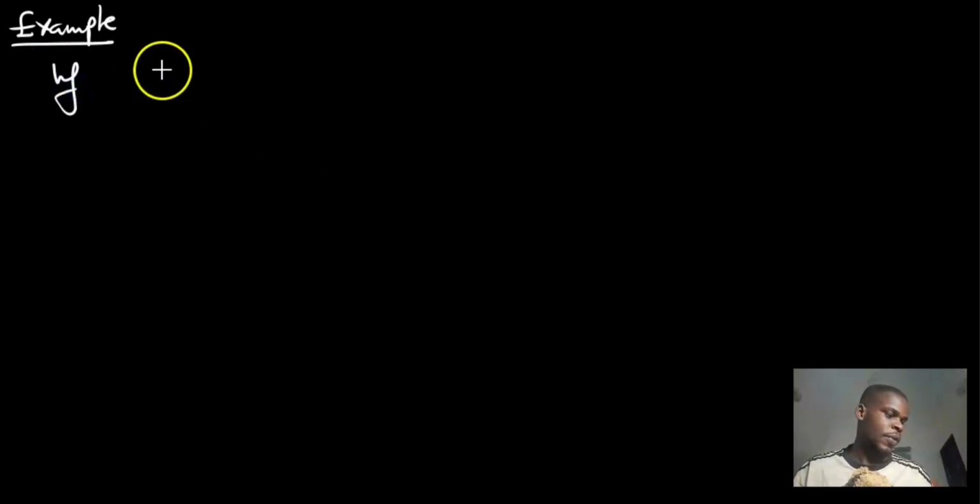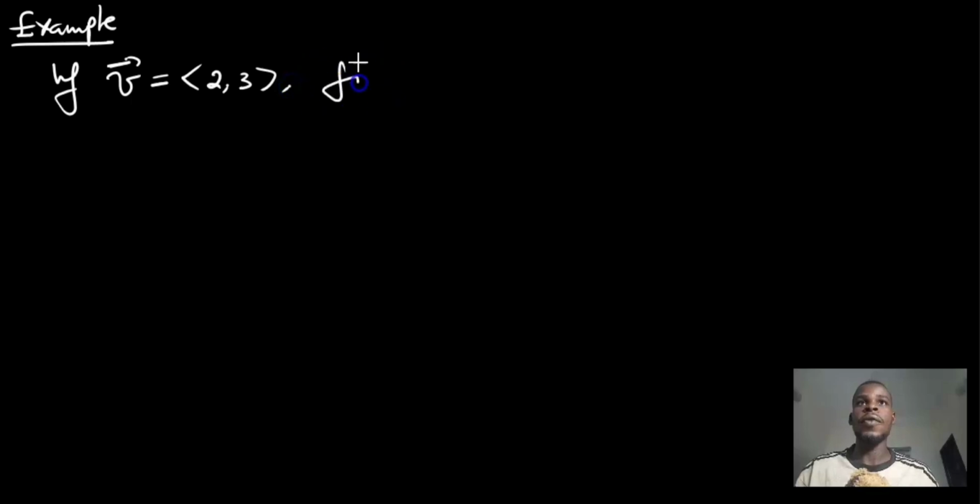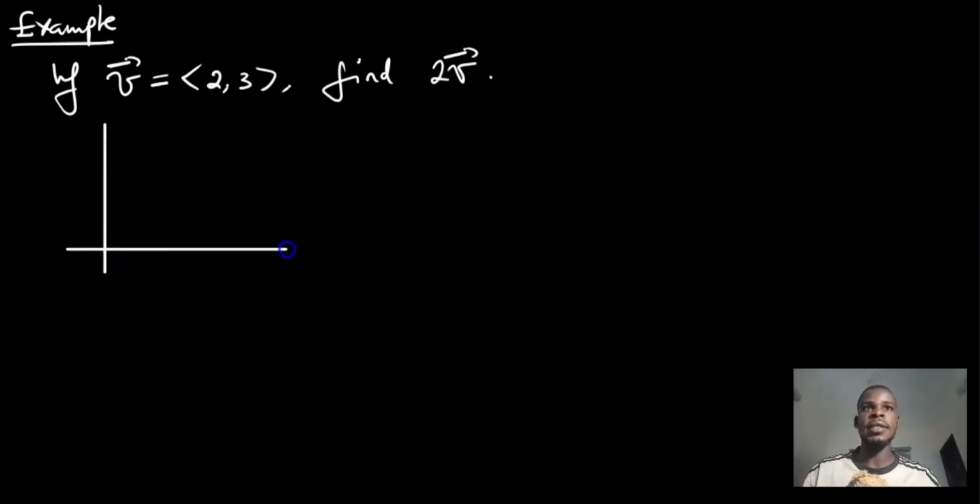Okay, let's see. So we're given this. Let's say if we have this vector v as, let me use this notation, 2, 3. We want to find 2 times that vector. Good. So let's represent that. So we have 2, 3. So I'm just going to need the positive axis.